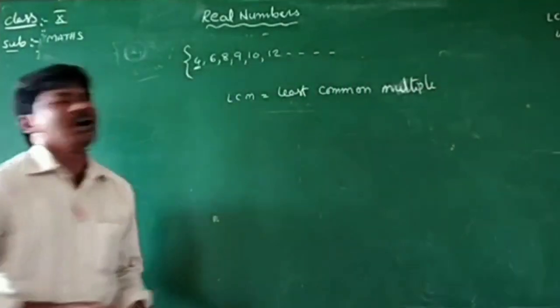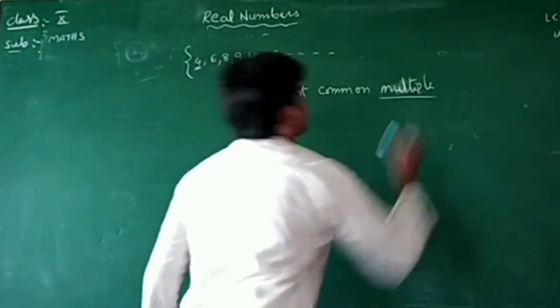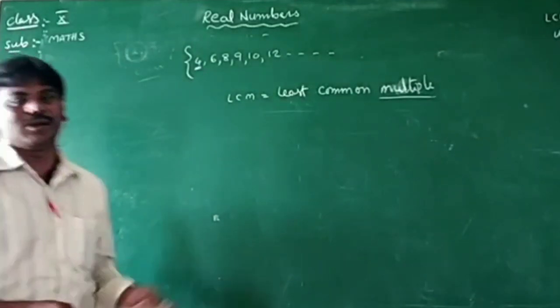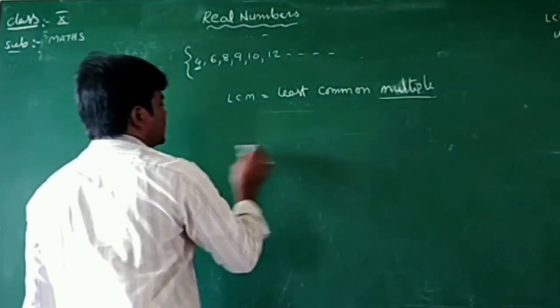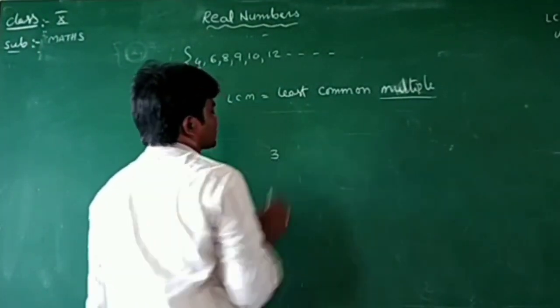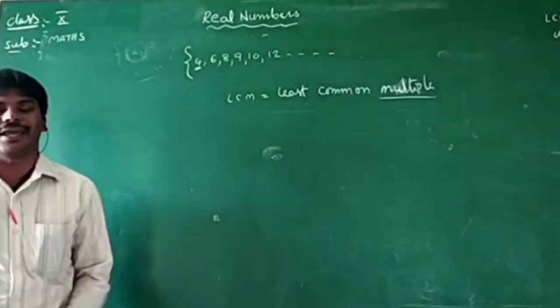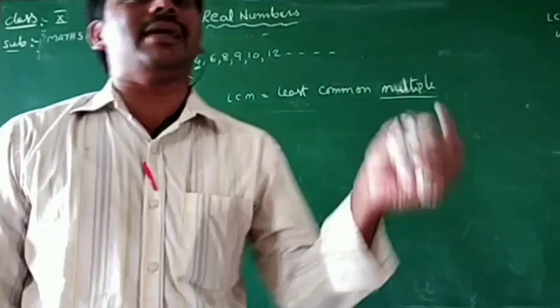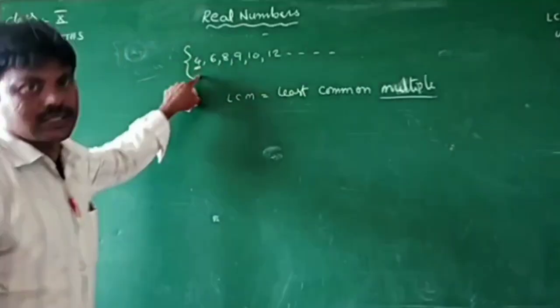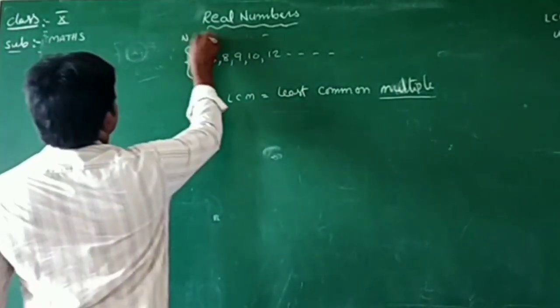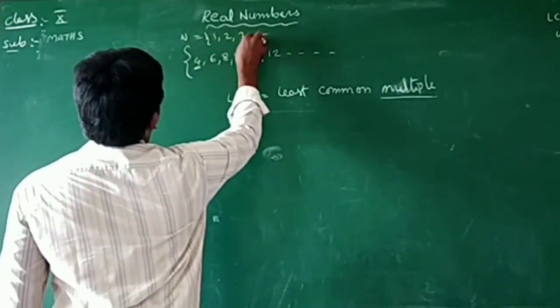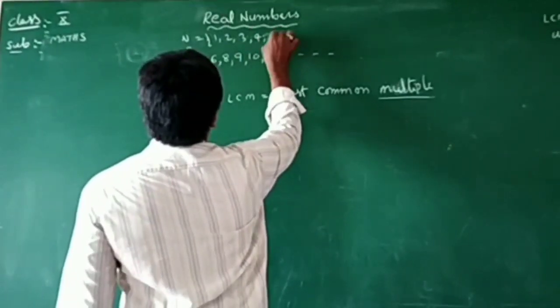Least common multiple. See, first of all, what is meant by multiples? Already we learned about factors. Now the multiples. Multiples are the products obtained by multiplying a number by natural numbers. So what are the natural numbers? 1, 2, 3, 4, 5 and so on.